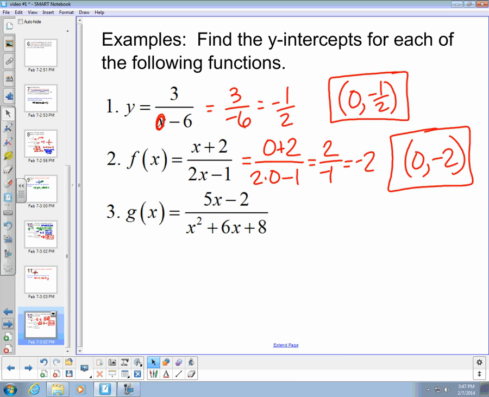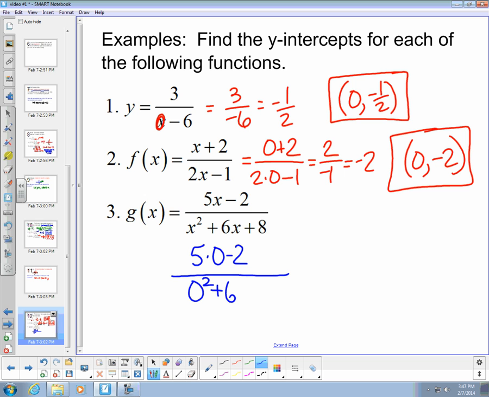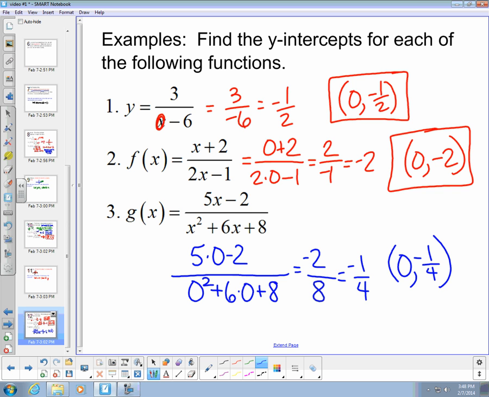And for number 3, 5 times 0 minus 2 over 0 squared plus 6 times 0 plus 8. So 5 times 0 minus 2 is negative 2. 0 squared plus 6 times 0 plus 8 is just 8. Any term that had an x is going to end up going to 0, so you're really just looking for those constants. Negative 2 over 8 is negative 1/4. So my y-intercept is 0, negative 1/4.